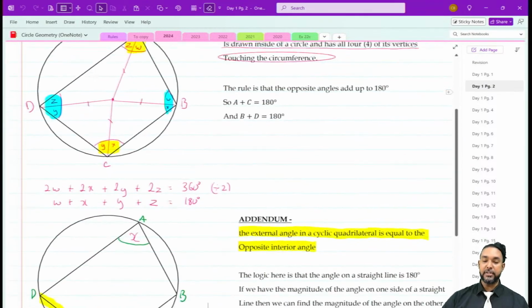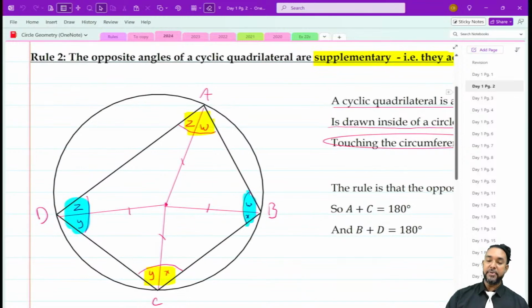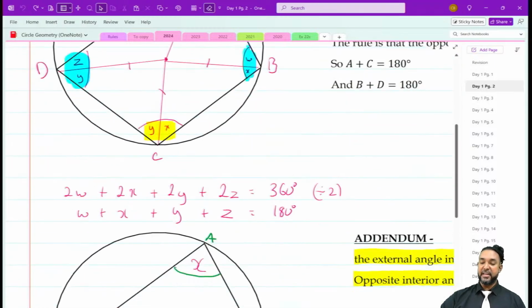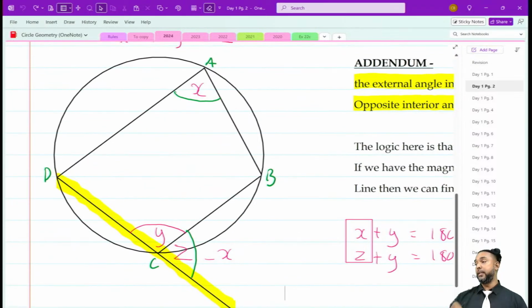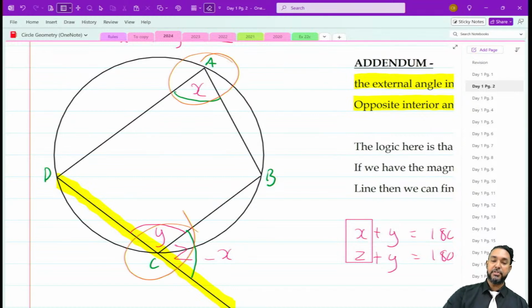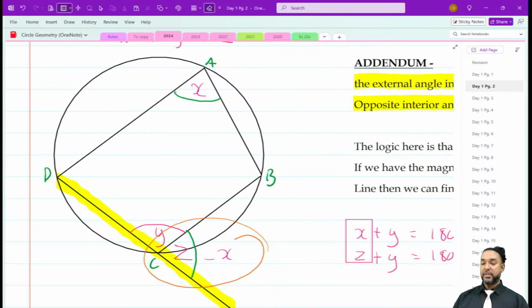Next, we have the cyclic quadrilateral. And the rule is that the opposite angles are supplementary. They add up to 180 degrees, right? So the 2 yellow angles add up to 180 and the 2 blue, right? And there was an addendum here, if you produced one of these sides past the circumference. Again, please do notice that all of the vertices must touch the circumference, as 1, 2, 3, 4, right? So the addendum here is that the exterior angle of a cyclic quadrilateral is equal to the opposite interior.